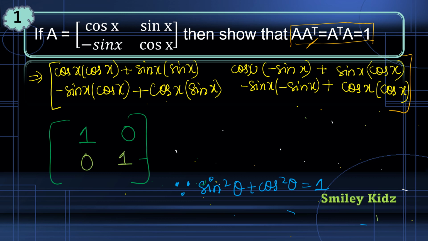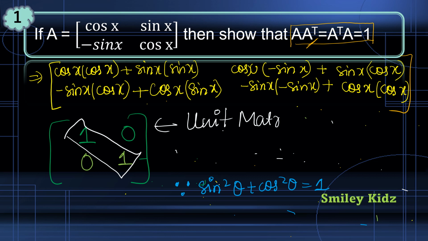If you look at this matrix, the diagonal elements are all 1 and the rest of the elements are 0. Right? Such a matrix is known as a unit matrix, isn't it? So can I simply write this entire matrix as 1? I can do that. So that is the value of A into A transpose, where we prove that it is equal to 1. Now let's prove that A transpose into A is equal to 1.